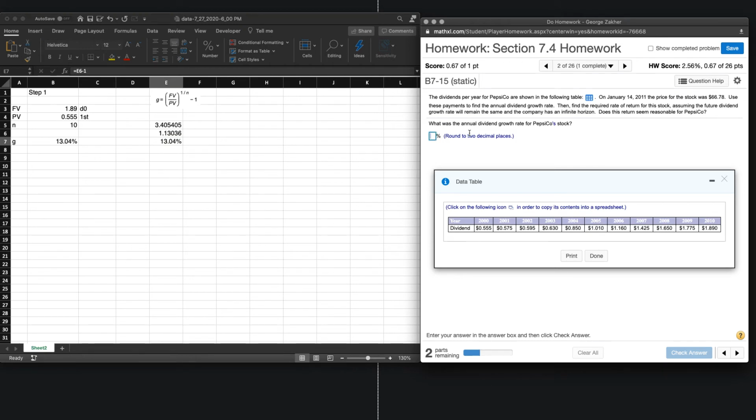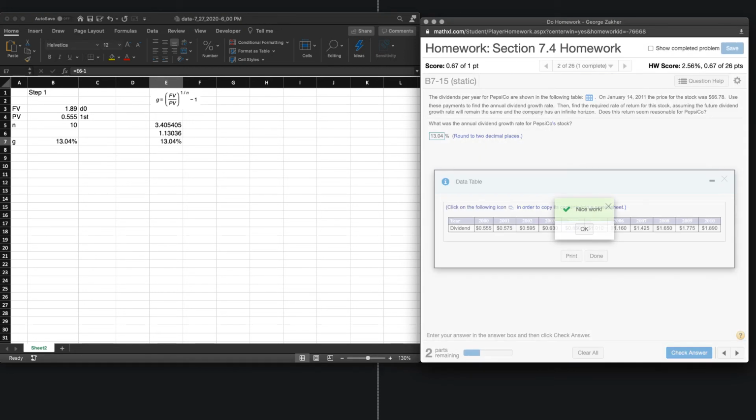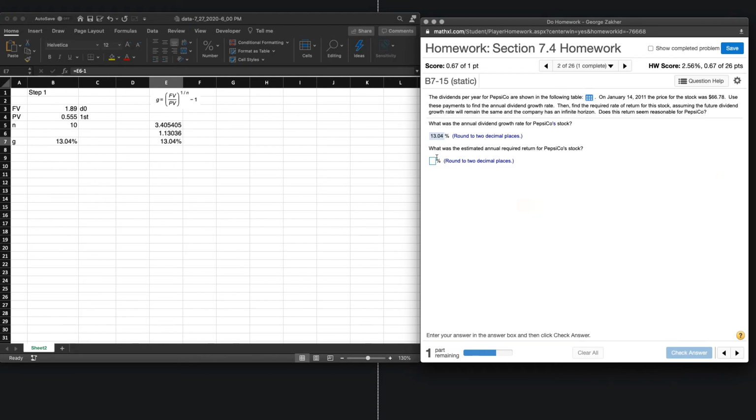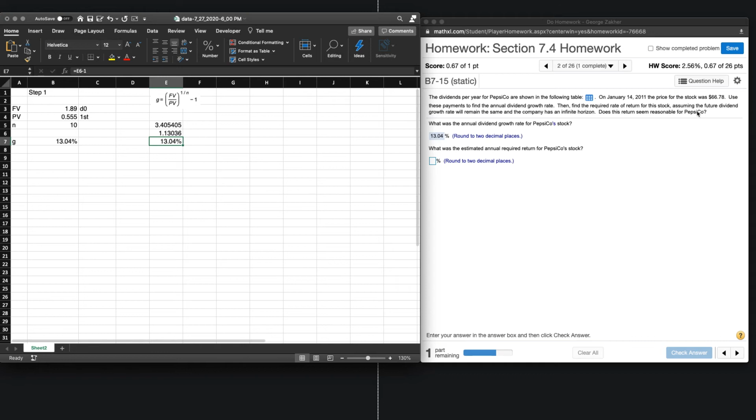Wonderful. And we can get rid of this now. So we figured out G. Okay, now we need to estimate the annual required return for PepsiCo stock. Now, remember that we are assuming the future dividend growth rate remains the same. So in other words, it's a constant growth rate, and the company has an infinite time horizon.